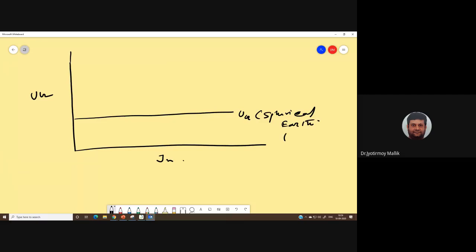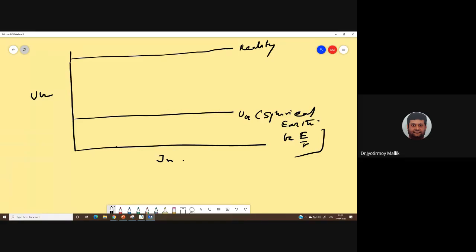Which is GM by R, right? And this is the UG which is the reality, because Earth is not a sphere. Now we know Earth is not a sphere. It has lots of undulations here and there. But how would you account for that? What you can do is go to J2.